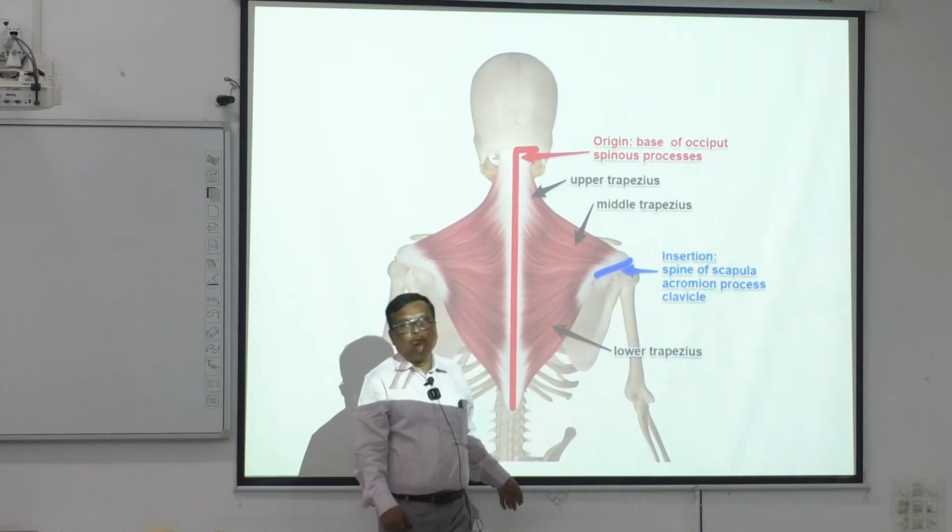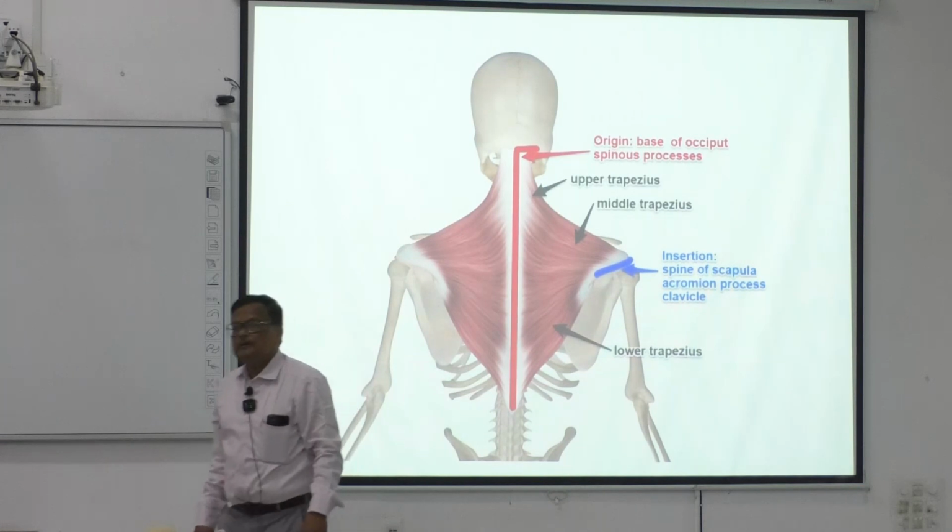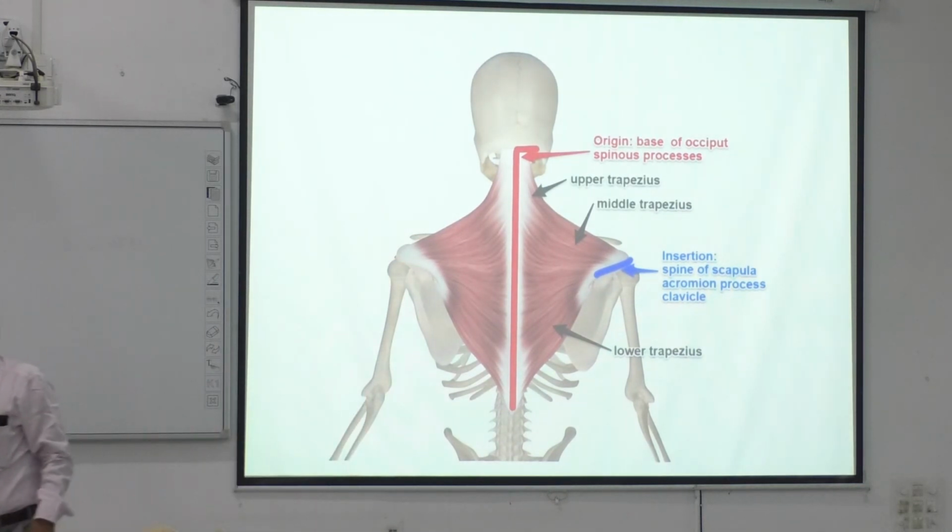Then spines of the T1 to T12 vertebra along with the supraspinous ligament. These are the origin of one side: medial 1/3 of the superior nuchal line, external occipital protuberance, ligamentum nuchae, and spines of the T1 to T12 vertebra with supraspinous ligament. Insertion, you should tell me, you are expected to. Where?